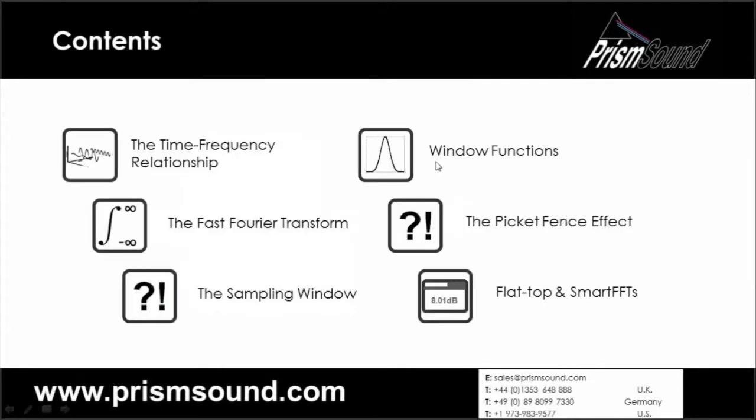So the contents of what we're going to be talking about today: we're going to start off with the time-frequency relationship and why it's useful to understand this. Then we're going to go into the fast Fourier transform itself and the differences between different kinds of Fourier transform. Then we'll move on to the sample window and discuss some of the problems that it can bring for you. Then we'll go on to the window functions and how to choose the correct one for your measurement. Then we'll move on to the picket fence effect and how you can avoid this before finally going on to talk about our smart FFTs a bit.